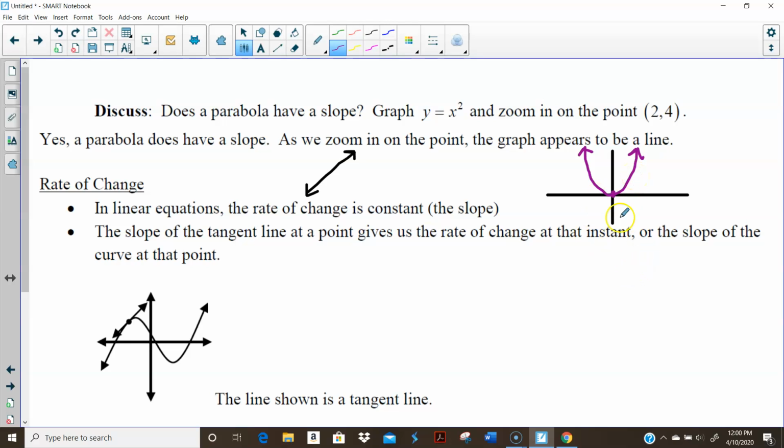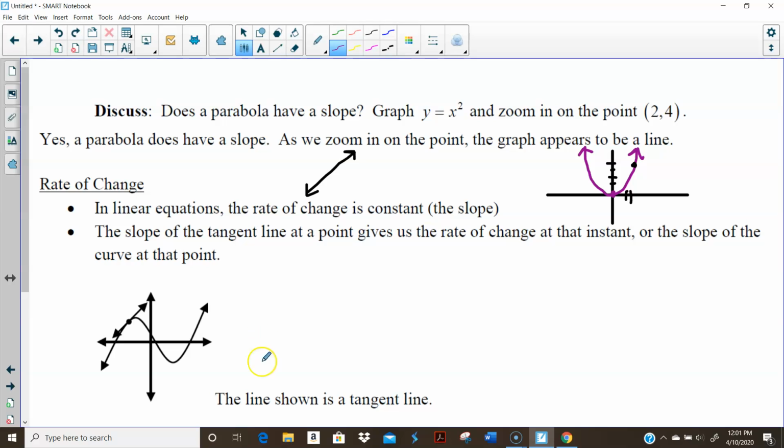So if we were to zoom into the point right 2 and up 4, if we were to zoom in really, really, really close to that point, it would appear to be a line at that place. And so a slope of a parabola does exist. It's just that the slope is always changing. The rate is always changing.